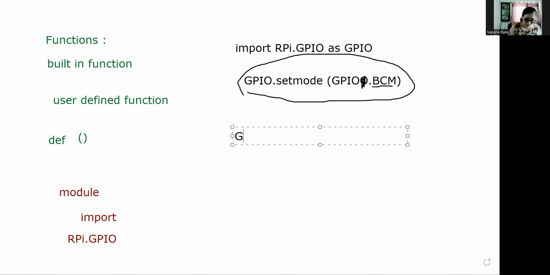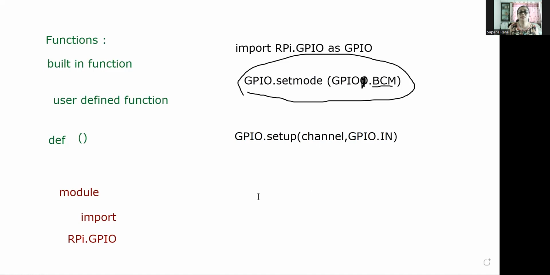This GPIO always must be in capital. GPIO dot, then in small setup, into bracket channel. So you have to write a channel number here and comma GPIO dot in. Meaning of this is your channel is set as input pin.